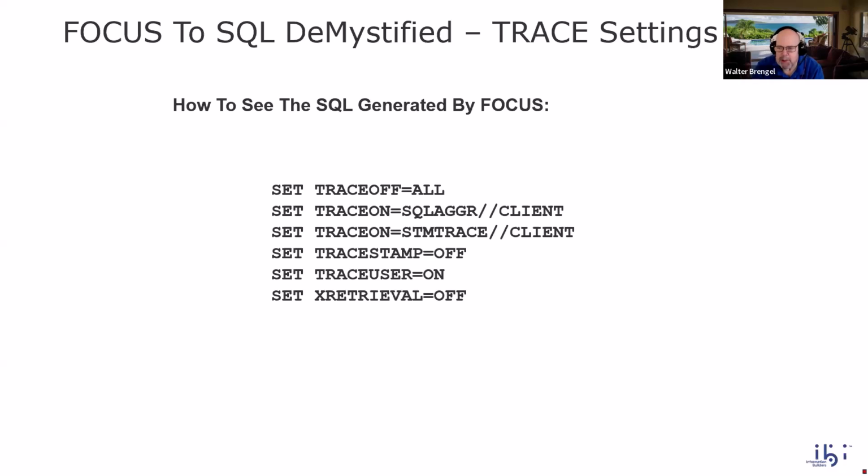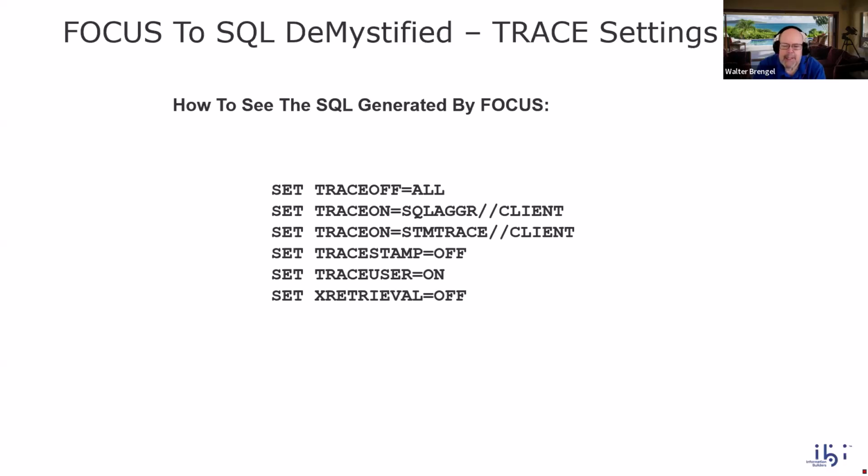So we set trace off equals all, and then we're going to set trace on SQL AGGR, which is the aggregation. So this will let you know if the query was optimized. And if it wasn't, then it'll tell you why it couldn't optimize it. And we'll see that it'll have a statement that says query was aggregated. And that kind of means that it was optimized. /client basically says I want to put this in the view source. So if you're running and going to HTML output and you right click and do a view source, you'll see the traces in the view source.